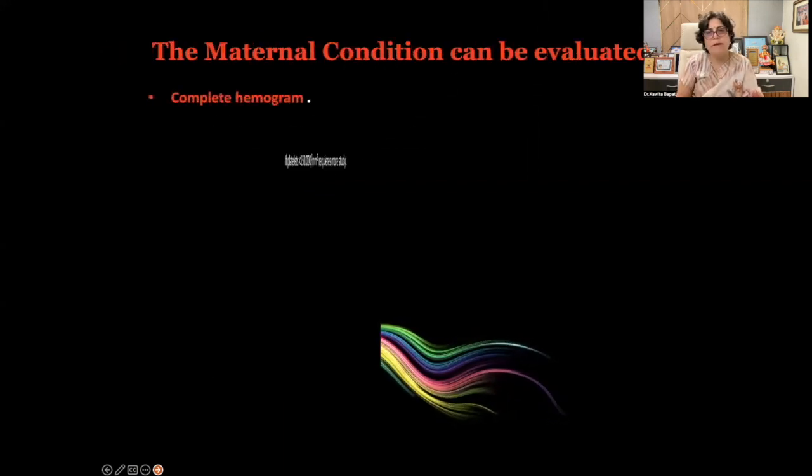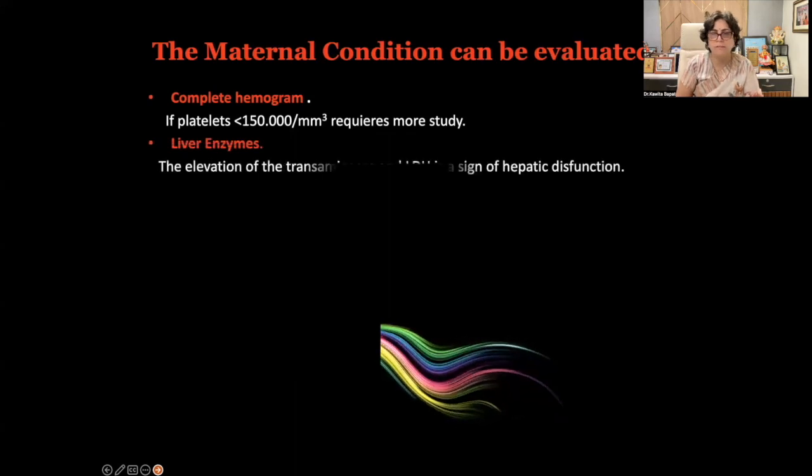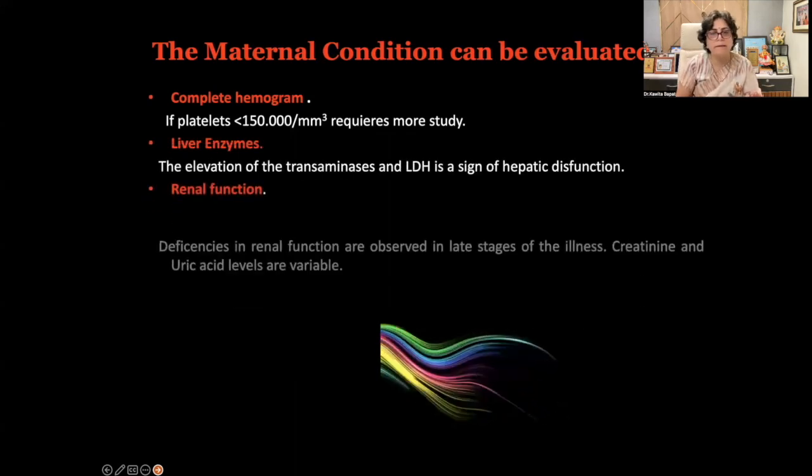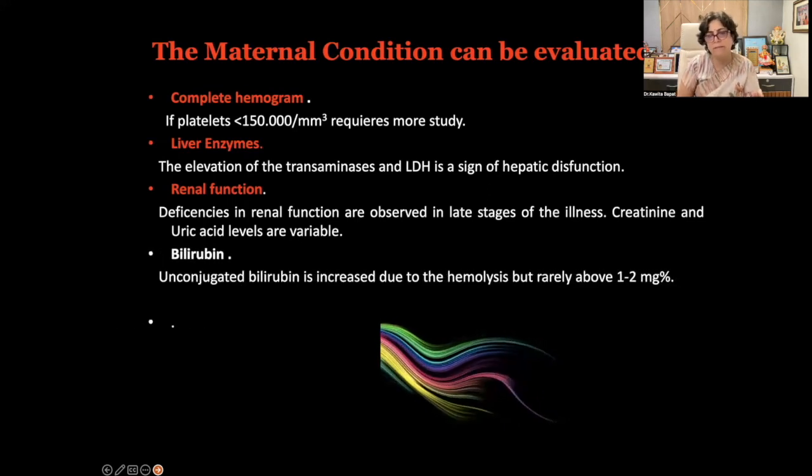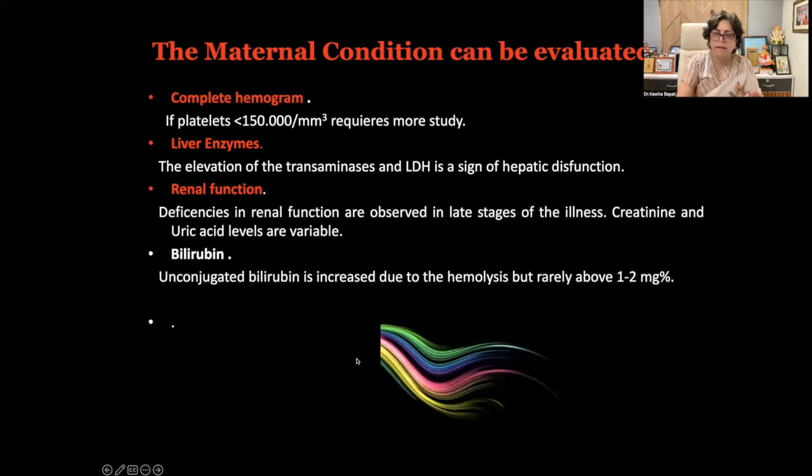Now we have to evaluate the maternal condition. First is the complete hemogram, platelets less than 150, and elevation of the liver enzymes, that is the transaminases, and LDH, which is a sign of hepatic dysfunction. Renal function is also important. Sometimes deficiency in renal function is observed at the late stage of illness. Creatinine and uric acid levels are variable. Unconjugated bilirubin is increased due to hemolysis, but rarely above 1 to 2 milligram.